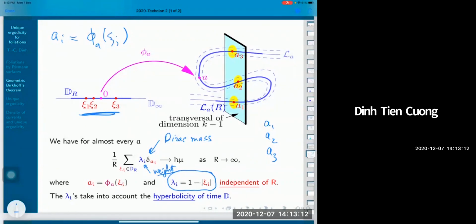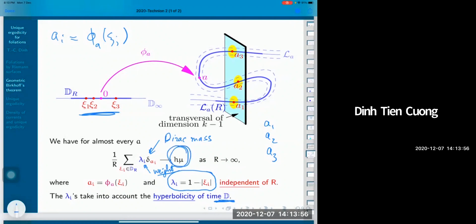So basically, you can see this ergodic theorem almost in the same way as the classical Birkhoff theorem, except that you have to put some weight here, and the weight comes from the fact that we are using a hyperbolic metric. The hyperbolic metric on D doesn't look like the standard one. So there's some weight. This is the reason that we have to put some lambda i here. And then the limit is what we have on the transversal. The limit exists and is equal to h mu.